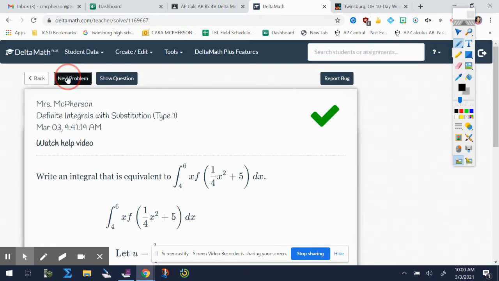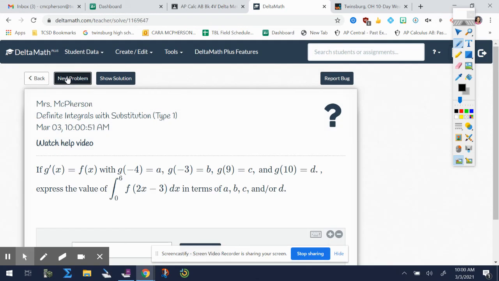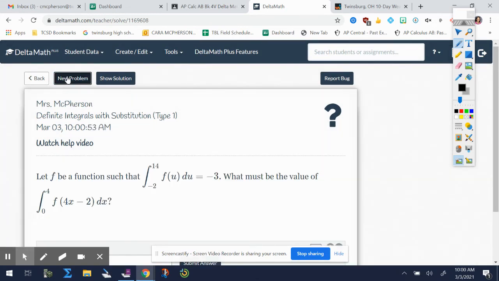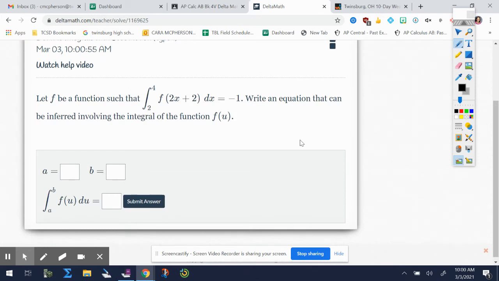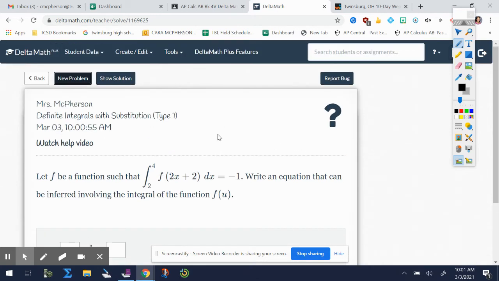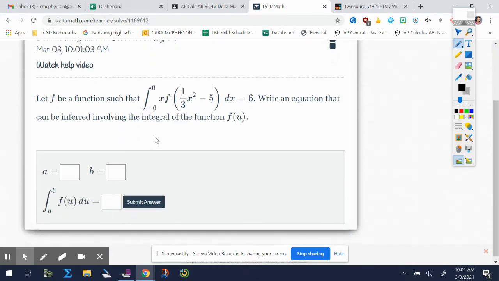Let me see if I can find one more that's similar to it. There's some other problems in this topic, but I like these specifically. Yeah, here's a good one. No, actually, I want one that just sets it up. All right, we'll do this one as my second one.